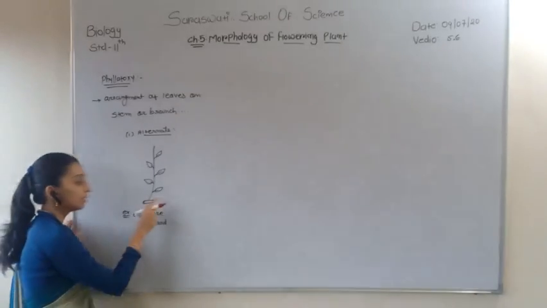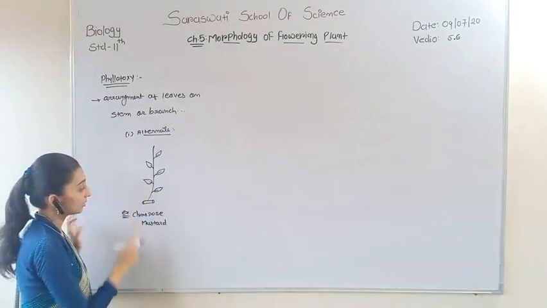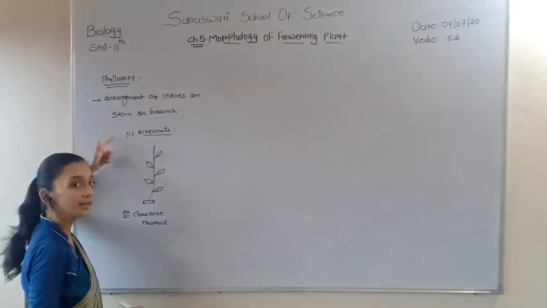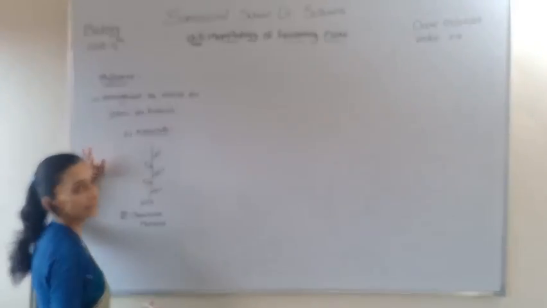So this is the alternate type of phyllotaxy. Each node gives rise to a leaf, and the arrangement of leaves is in an alternate manner. It is known as alternate phyllotaxy.